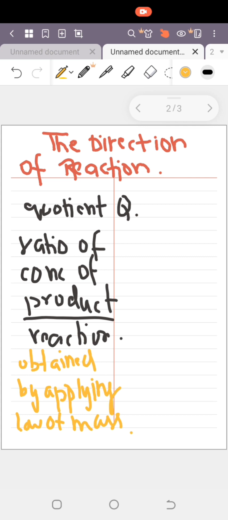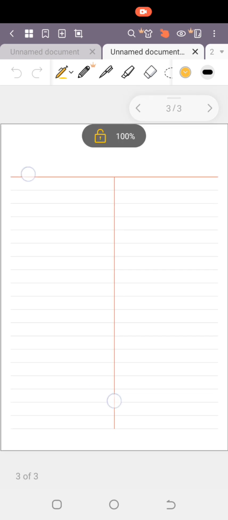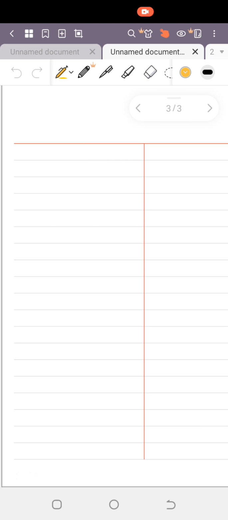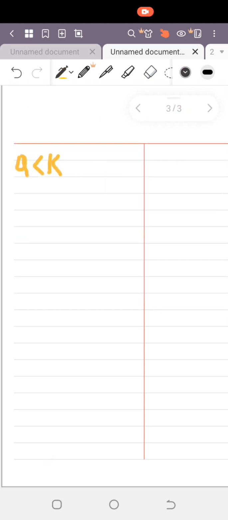Now let's discuss some of the possibilities of Q. The first possibility is Q is less than K. When Q is less than K, this indicates that more product is needed to achieve the equilibrium. This means more product is required to achieve equilibrium.